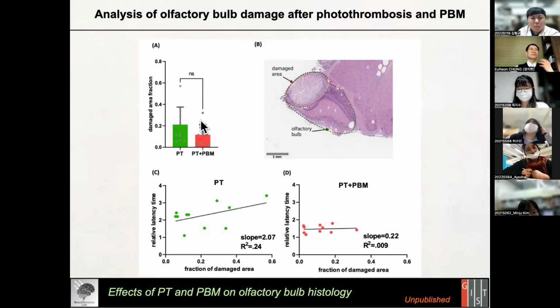So we want to plot the fraction of damage area versus relative olfactory function, so relative latency time. The more damage obviously may take a longer time, which is shown in PT, but with PT plus photobiomodulation therapy, what's a little interesting here is that the fraction of damage area and the olfactory function doesn't change. So this appears to be quite interesting, and you want to look a little deeper inside.